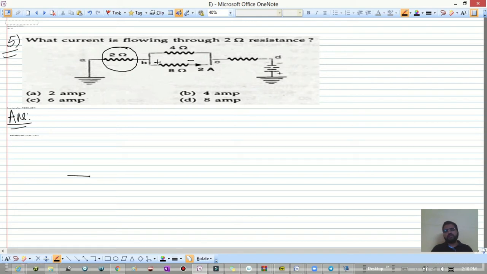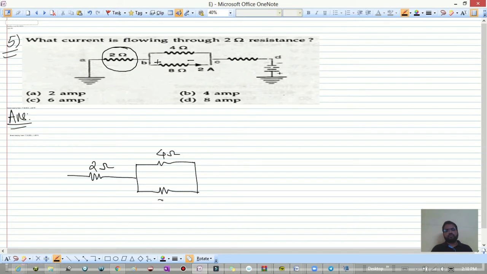So I'll just draw the circuit. This is 2 ohm. This is 4 ohm. This is 8 ohm. This is 2 ampere. So if you just multiply this 2 with this 8, you will get 16 volt. This 16 volt is the potential difference across this 8 ohm, and we know that potential difference in parallel remains same.